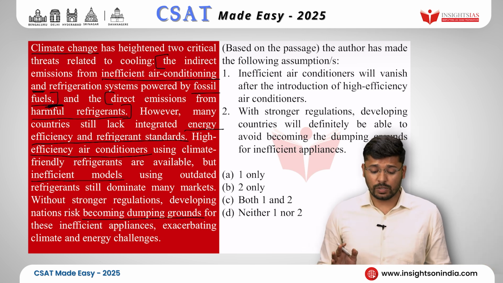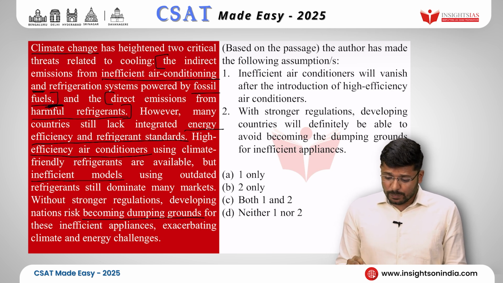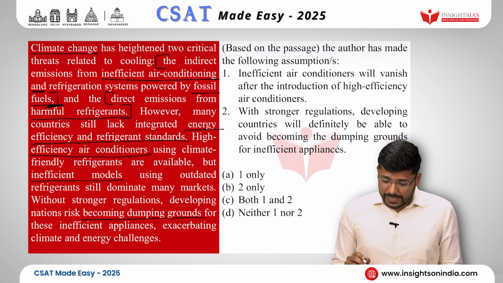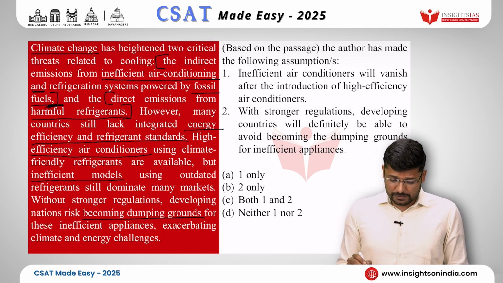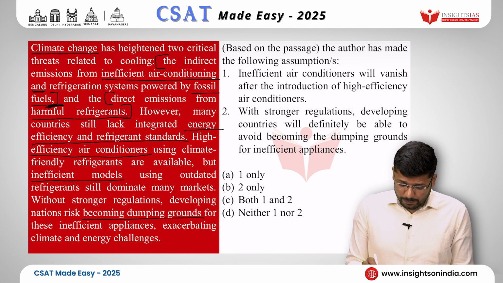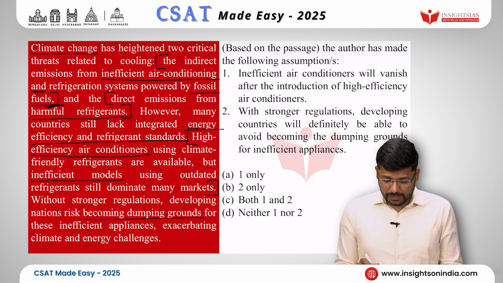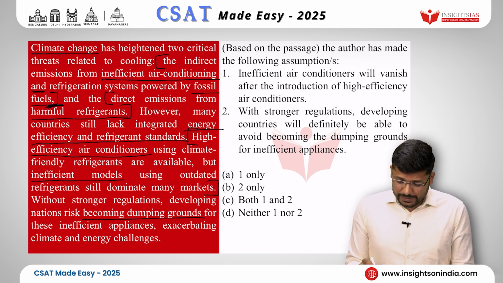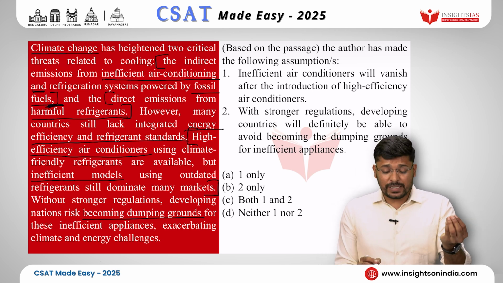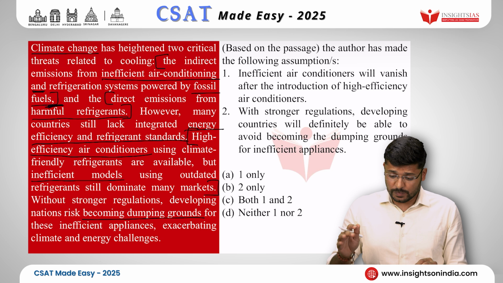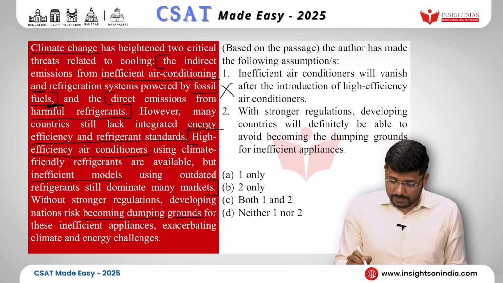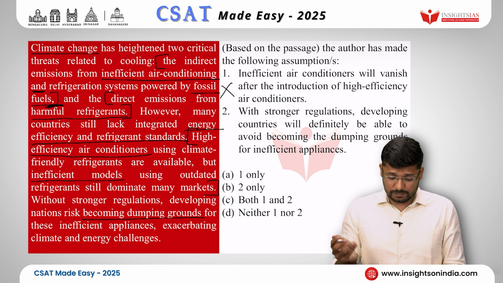Okay, now I will go to the passage. Based on the passage, the author has made the following assumption. Assumption 1: inefficient air conditioners will vanish after the introduction of high efficiency air conditioners. High efficiency air conditioners using climate friendly refrigerants are available, but inefficient models using outdated refrigerants still dominate many markets. Okay, what is this sentence telling us? It is telling us that even though there are high efficiency air conditioners, inefficient models are still there. So our assumption 1 became wrong. Inefficient air conditioners will vanish? No, they have not vanished.